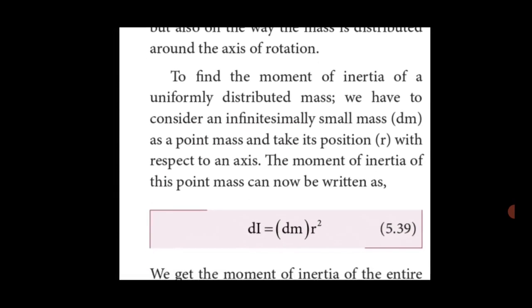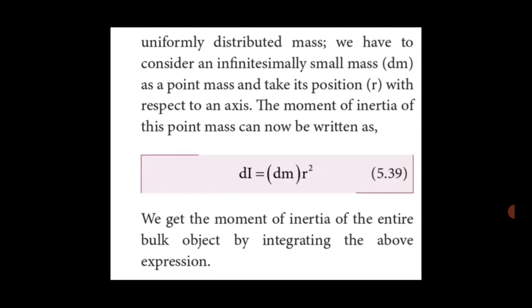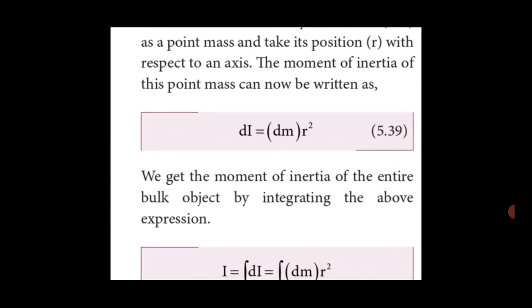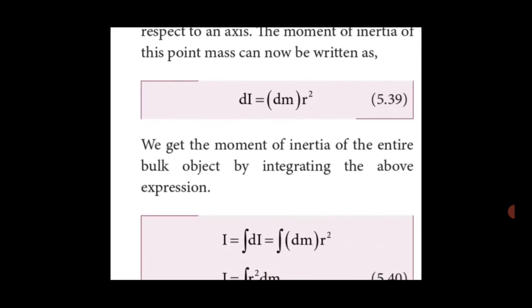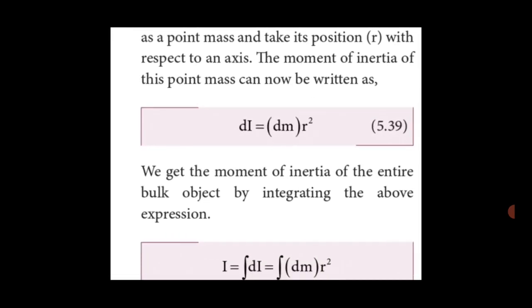So to find the moment of inertia of a uniformly distributed mass, we consider an infinitesimally small mass, that is dm. We discussed this dm in many cases before as a point mass and take its position r with respect to an axis. The moment of inertia of this point mass can now be written as dI is equal to dm r square, because it's a very small mass that we are taking as dm.